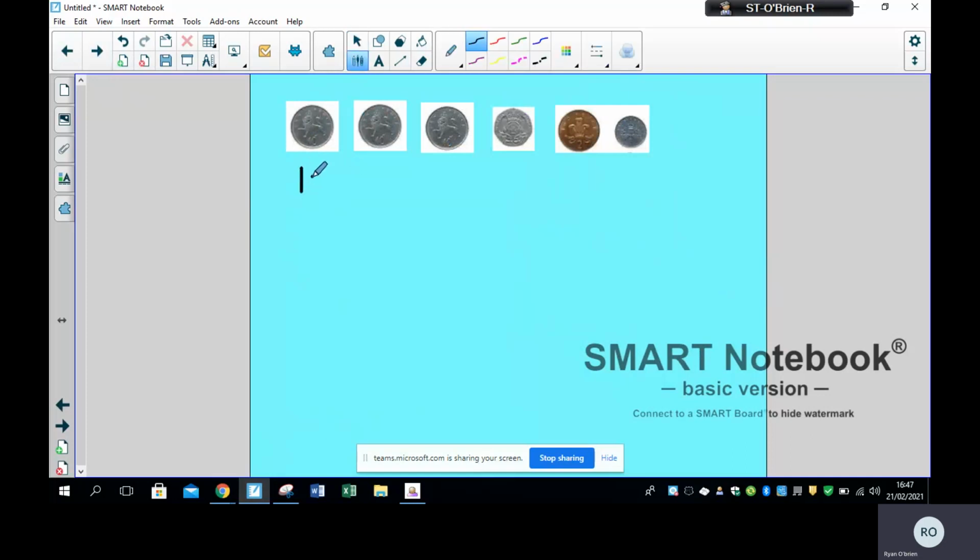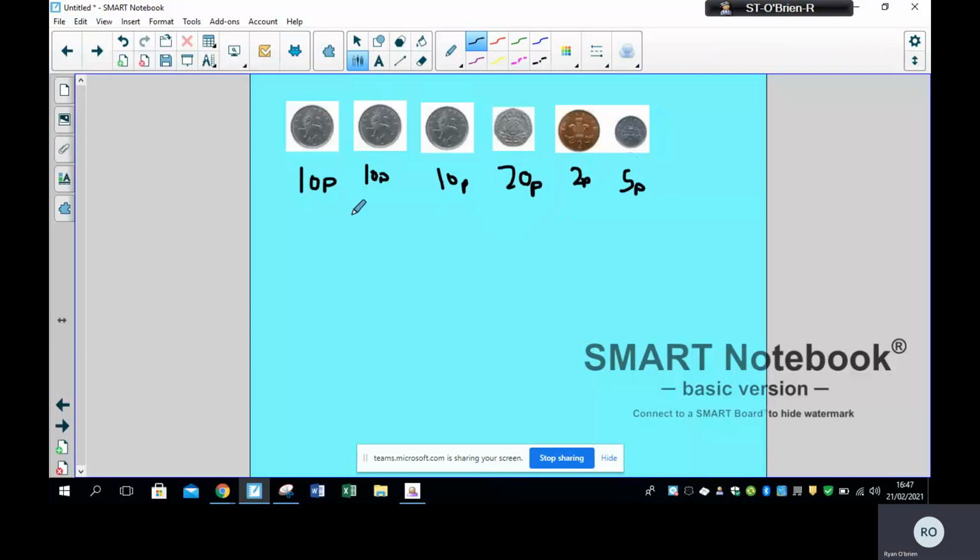Well, this one here is 10p. And we want to find out how much money is there altogether. And altogether means adding. So we're adding all these coins together. We've got 10p there, we've got another 10p there, we've got a 20p, we've got a 2p, and we've got a 5p. We need to add all these coins together to find out how much there is altogether.